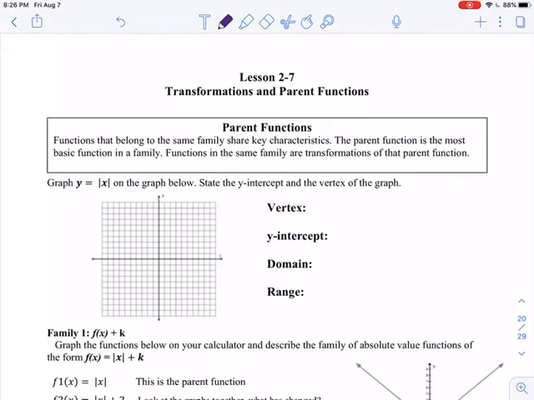So, what is a parent function? Functions that belong to the same family share key characteristics. The parent function is the most basic function in a family. Functions in the same family are transformations of that parent function. So you did a little bit of this in algebra.